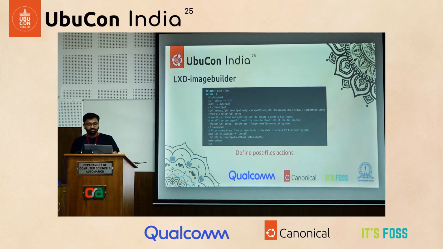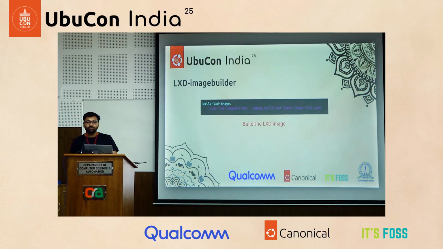So once you do that, to build the image, it's pretty simple. You just use LXD Image Builder, specify the build LXD command, and then specify your YAML file. Once you do that, you will get an artifact which is going to be a tar file, and you can easily import it into your local LXD server.